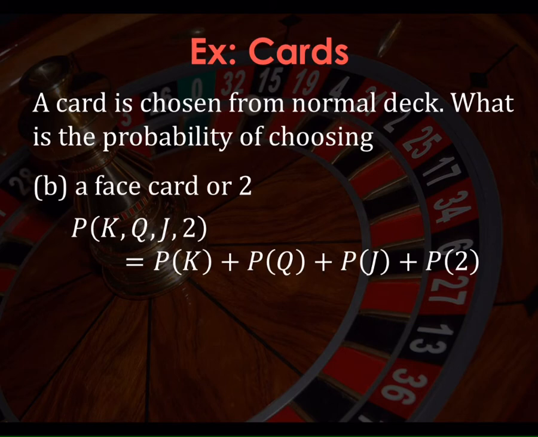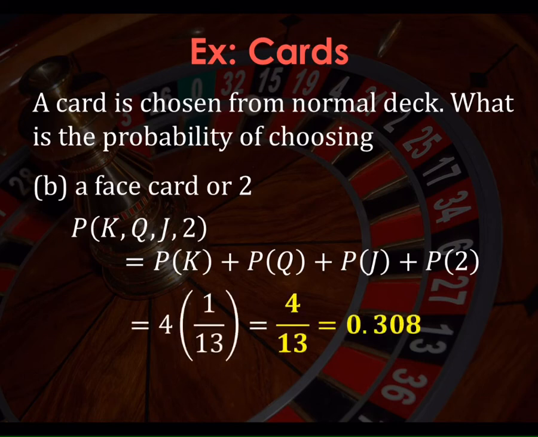Now you'll notice there are 4 cards of each rank in a deck of cards, and they are all mutually exclusive. You cannot get both a king and a 2 with a single card. So what we can do is add up the probabilities, 1/13 plus 1/13 plus 1/13 plus 1/13, or 4/13, which comes out to 0.308.